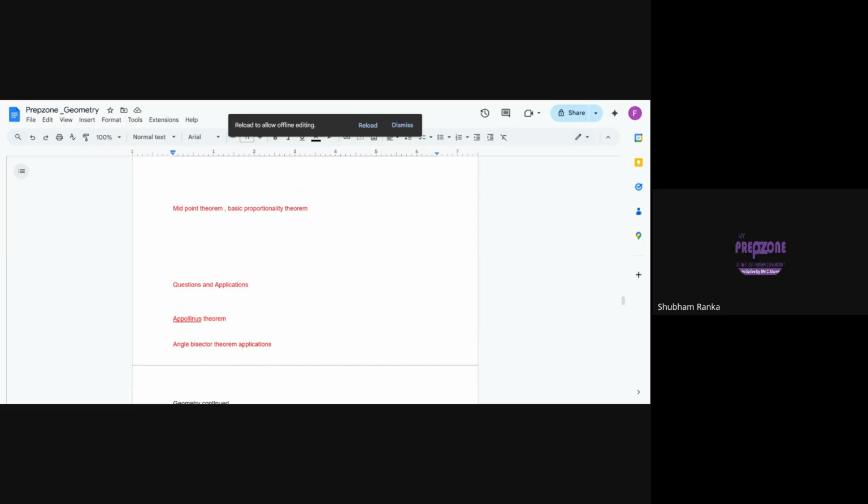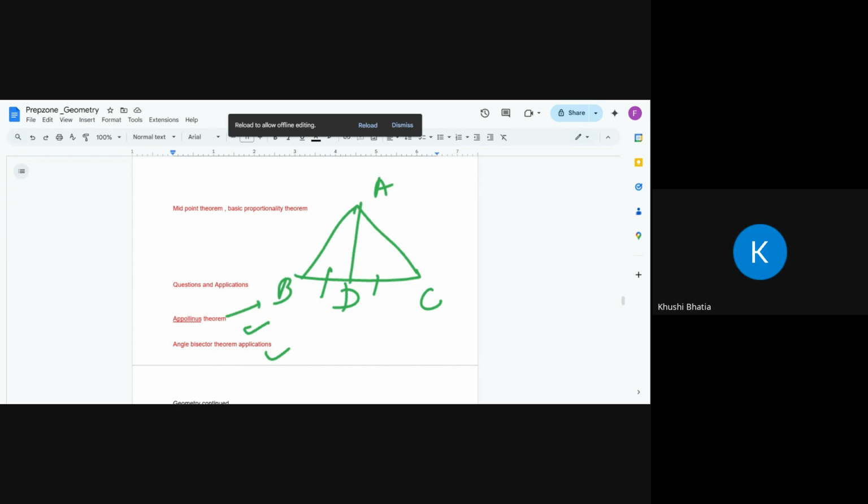Okay. Then let us understand these two theorems, Apollonius theorem and angle bisector. Apollonius theorem, if you remember last time, has a formula that is slightly difficult to remember, but there's a small trick there. If I make triangle A, B, C and let's call this D, remember that this is the median. Only then can you apply this theorem.